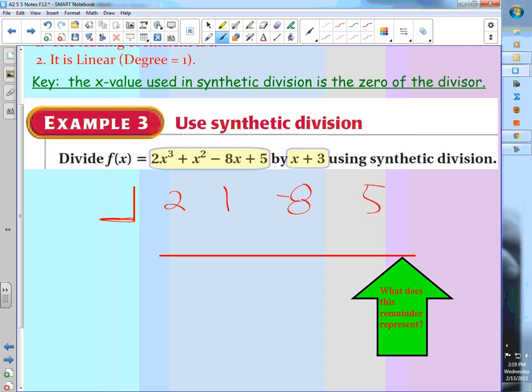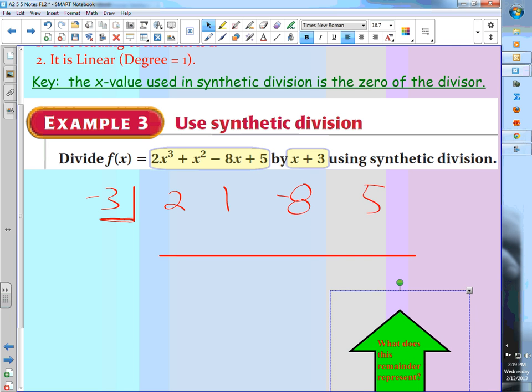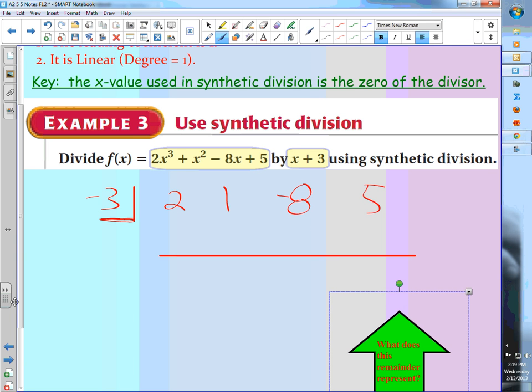So what would that be? That's what's going to go in the reverse L box over here. Then we're going to have an L box here. Okay? And we're going to do synthetic division. How do we start? Bring the 2 down. Multiply and underneath. And then what?